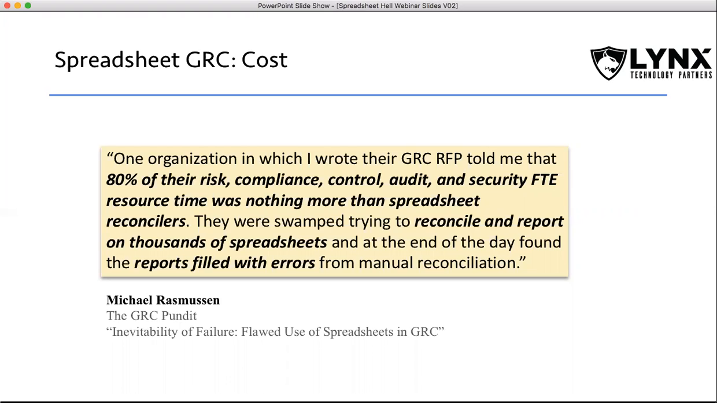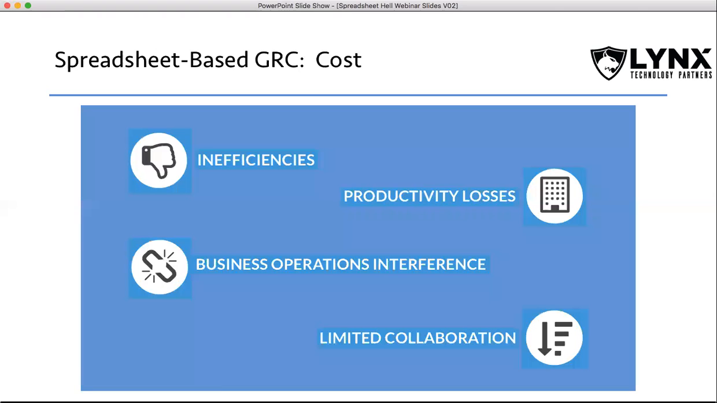The scope of that across thousands of spreadsheets, and the fact that in the end, that reconciliation effort induced errors within the actual reports and data. Just an absolutely clear example of how complexity can drive up cost and risk.